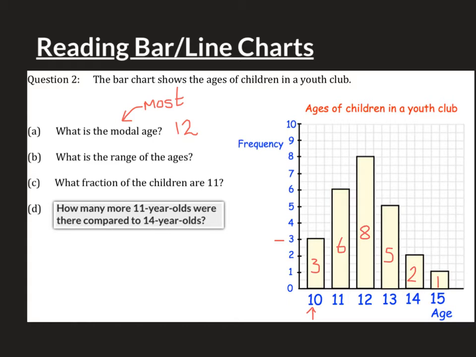What is the range of ages? Well, they go from 10 up to 15. So the range is 5, because that's 15 minus 10, so 10 to get to 15 is 5.